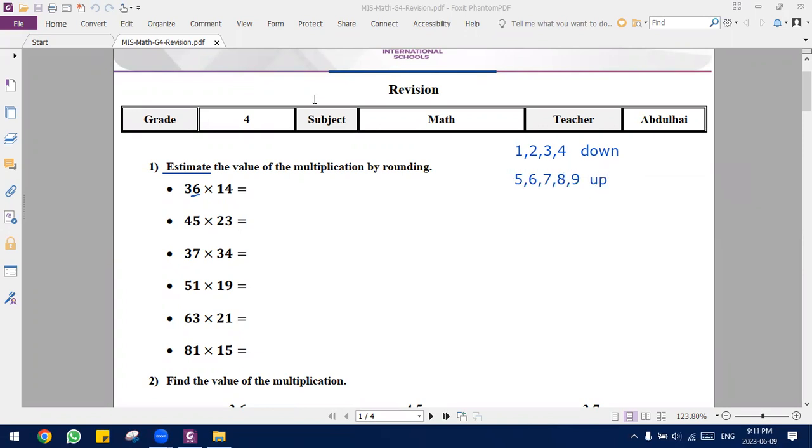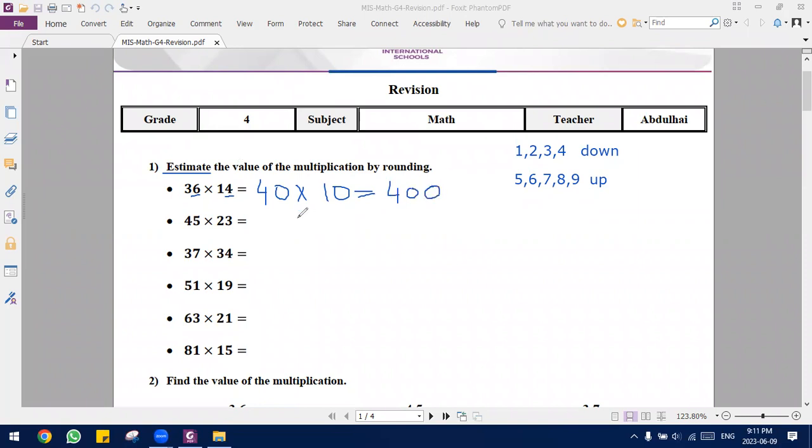So now here we check the digits. We have 36, so we check the ones, that is 6. 6 means round up. So that 36 will be 40 times. Now we need to check 14. Again, I need to look at the ones. This digit, 4. 4 means I should round it down. So 14 will be 10. And now I find the value of the multiplication that we called an estimate because I did the rounding here. So 40 times 10 is 400.